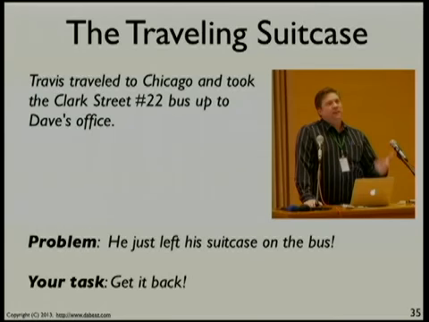But here's the problem. This is a Chicago-themed story. The guy in the picture there is Travis Oliphant, who, if you don't know who he is, is basically the creator of NumPy, a very popular library in Python. He came to visit me in Chicago about a year ago, took the bus up to my office, got off the bus and left his suitcase on the bus. Now, leaving your suitcase on a Chicago city bus and having it drive away, you just assume that it's gone. Forget about it. You're never going to see that again.